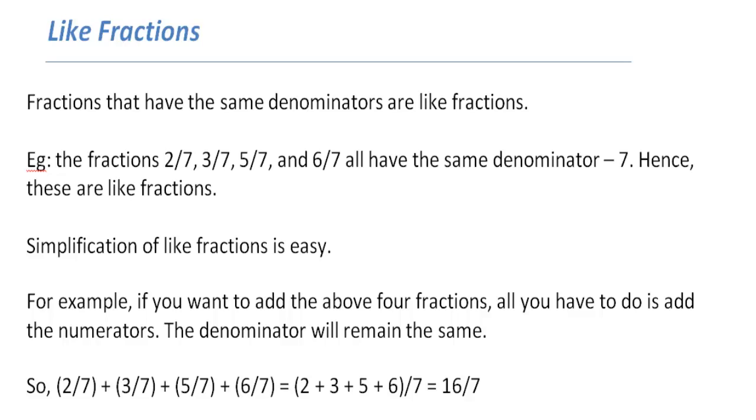Like fractions. Fractions that have the same denominators are like fractions. Example, the fractions 2 by 7, 3 by 7, 5 by 7, and 6 by 7 all have the same denominator, 7. Hence, these are like fractions.